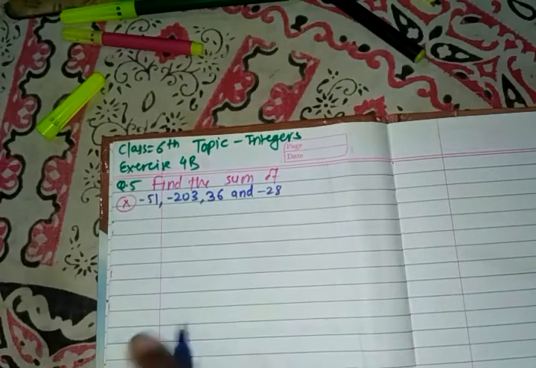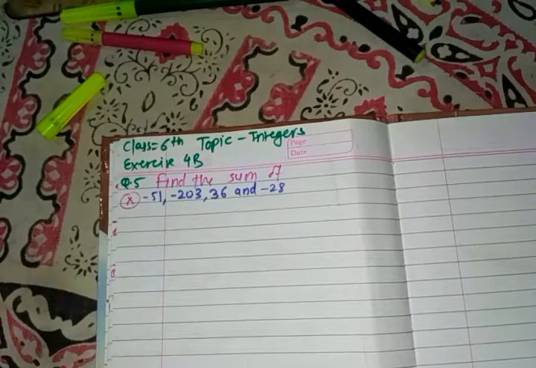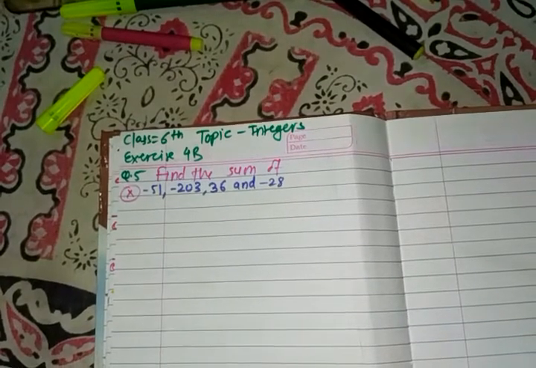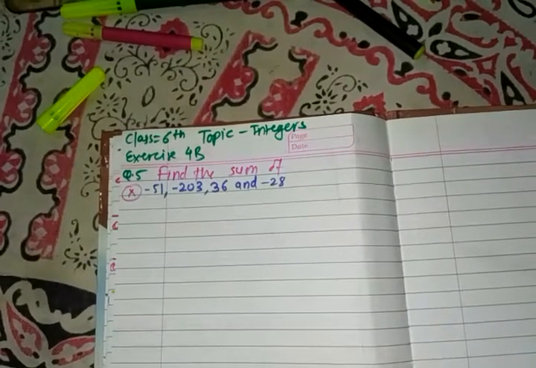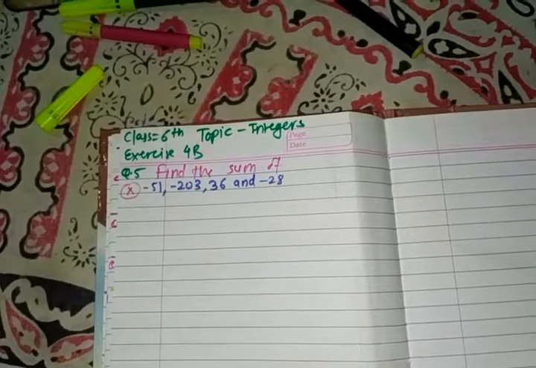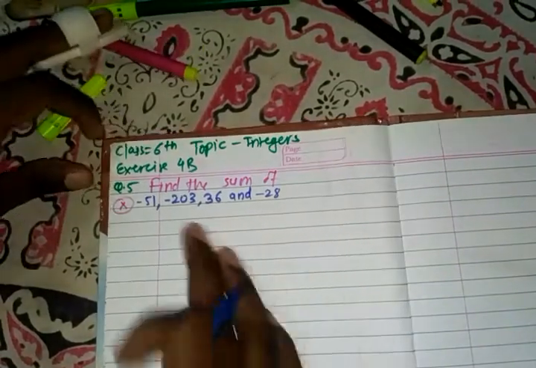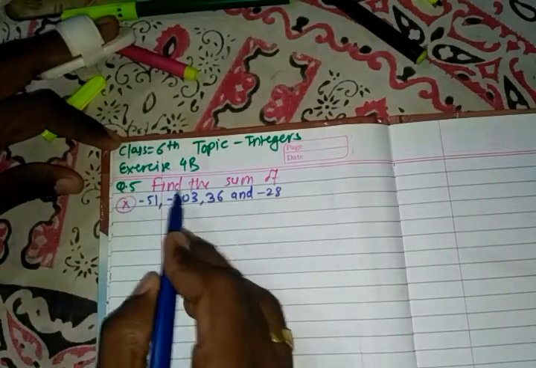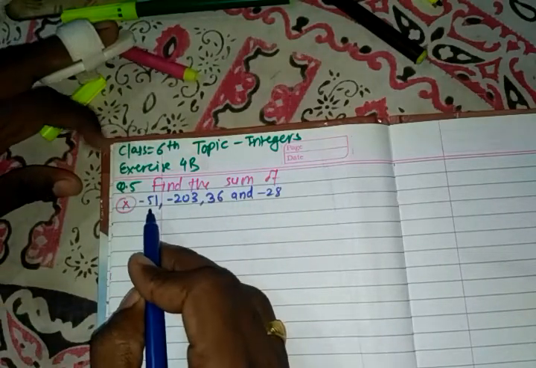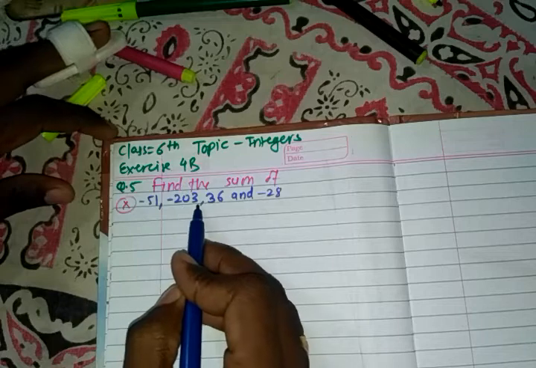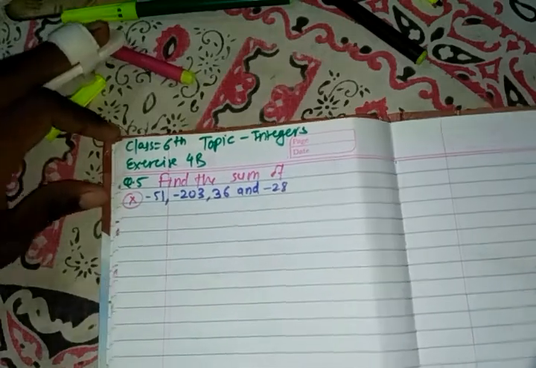Hello students, now we are going to solve question number 5 of exercise 4B of the unit Integers. Let's see question number 5. Find the sum of minus 51, minus 203, 36 and minus 28.